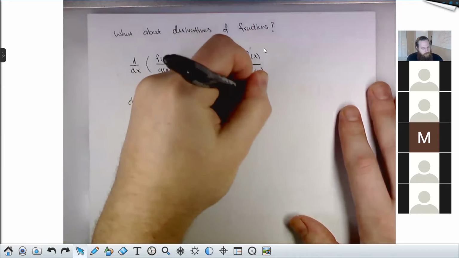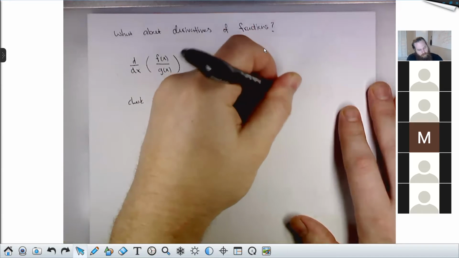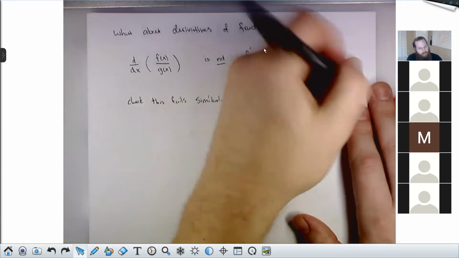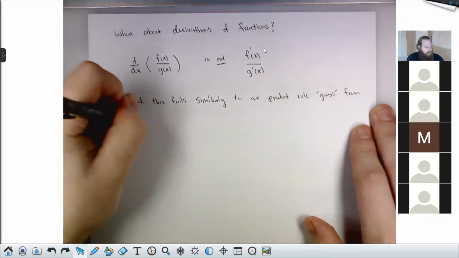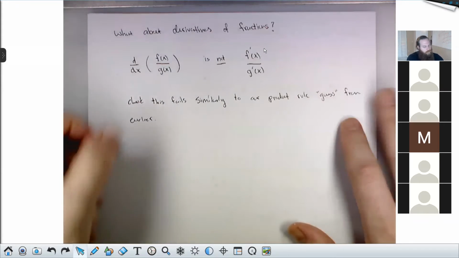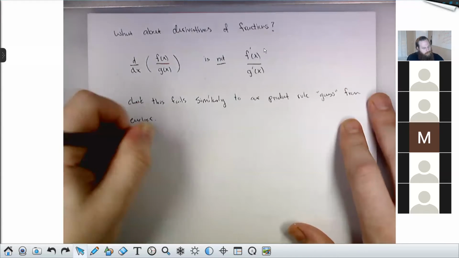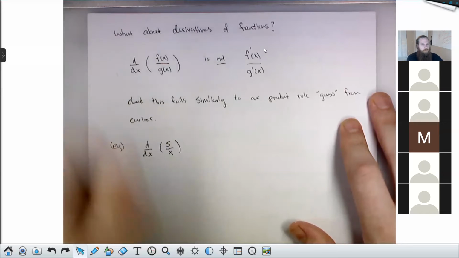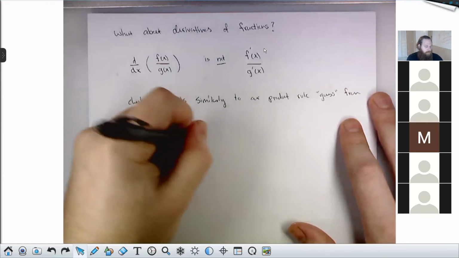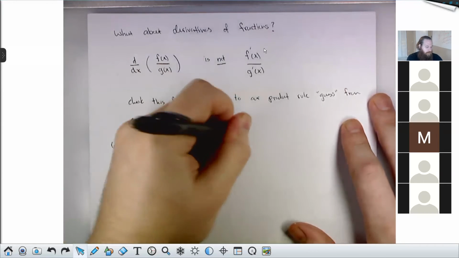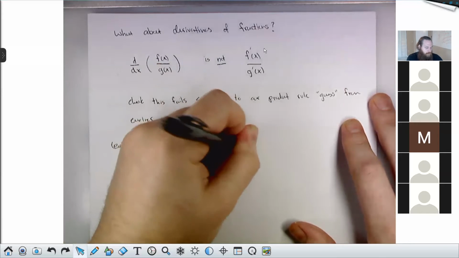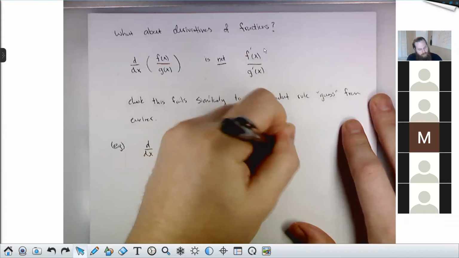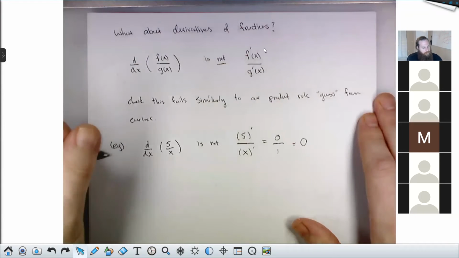Similarly to our product rule guess from earlier, you can try differentiating d/dx of something simple like 5 over x. This certainly is not the derivative of 5 divided by the derivative of x, because the derivative of 5 is 0 and the derivative of x is 1. 0 over 1 would be 0.